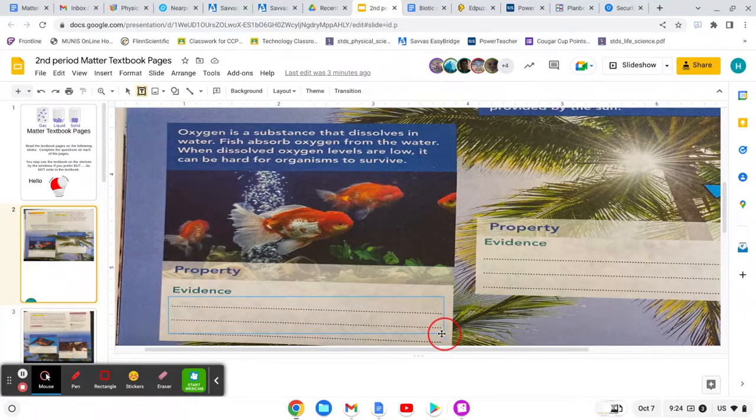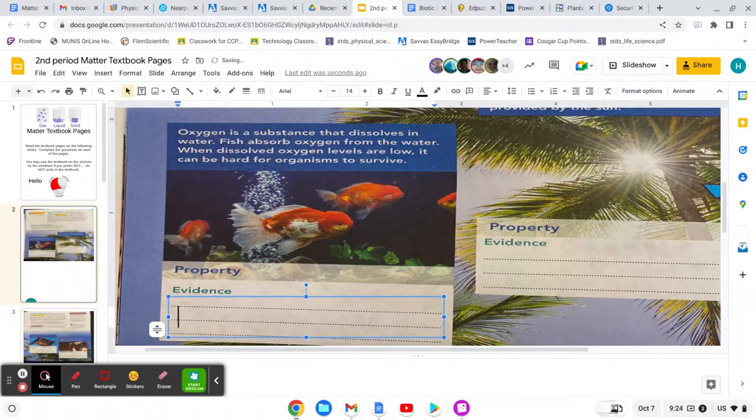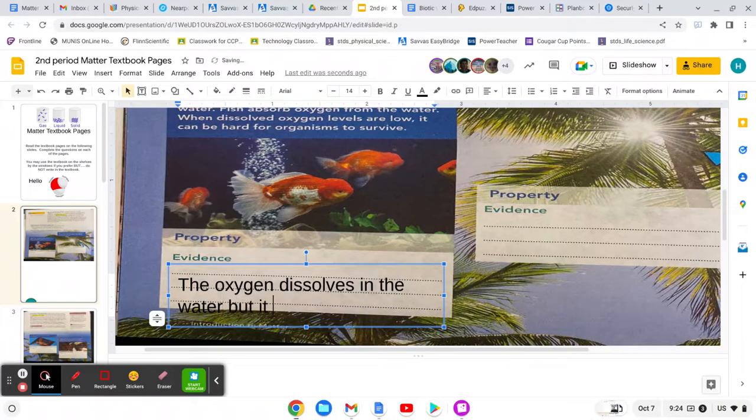You just type the answer. Well, I'm getting ready to type it, and it should be coming up on your screen as well. So the answer is that the oxygen dissolves in the water, but it is still oxygen. You can observe, and what can you see that shows that it's still oxygen? Bubbles, right?